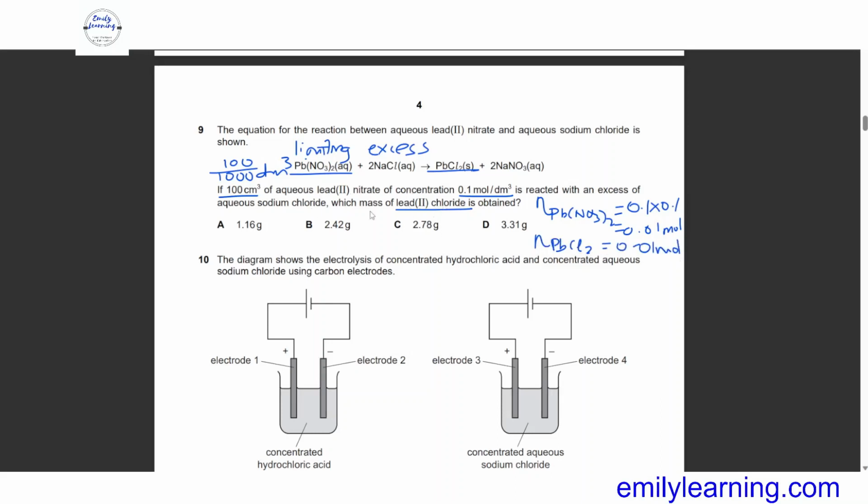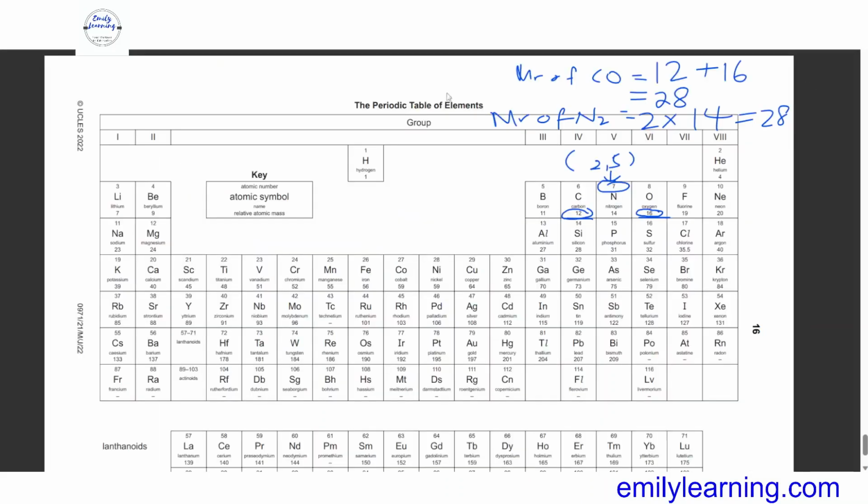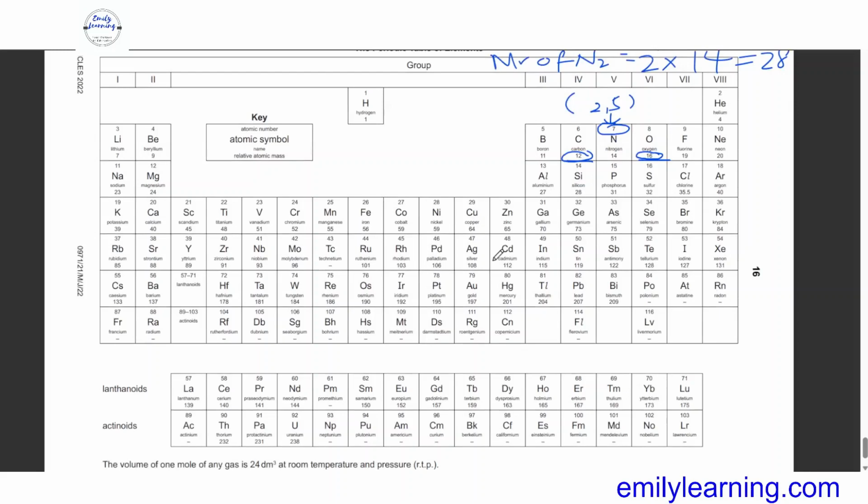Next, we need to find the mass. To find the mass, you take the number of moles times the molar mass. How do we find the molar mass? We will refer to the periodic table again. We are interested in lead(II) chloride. Lead is 207. So I'm interested in the Mr of lead(II) chloride. Here is 207, then I need 2 Cl, so I take 2 times 35.5. Let me type everything into the calculator: 207 plus 35.5 times 2. It will give me 278.